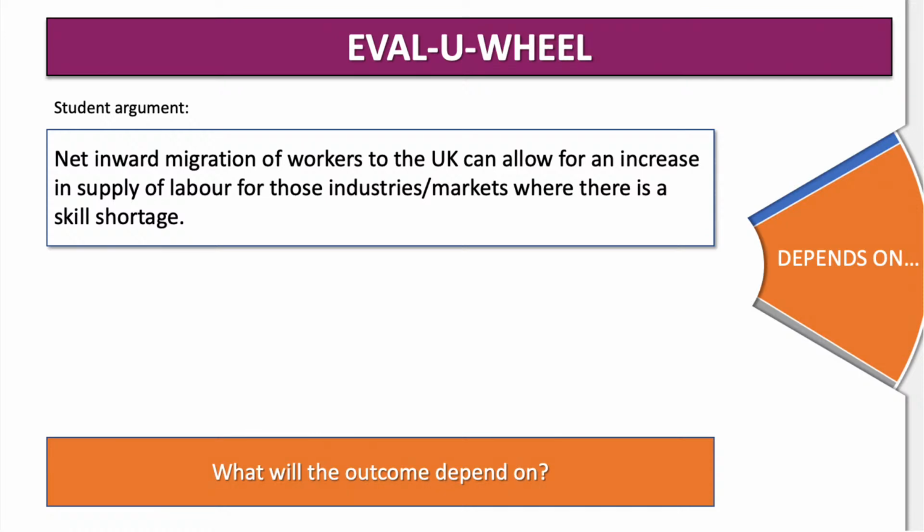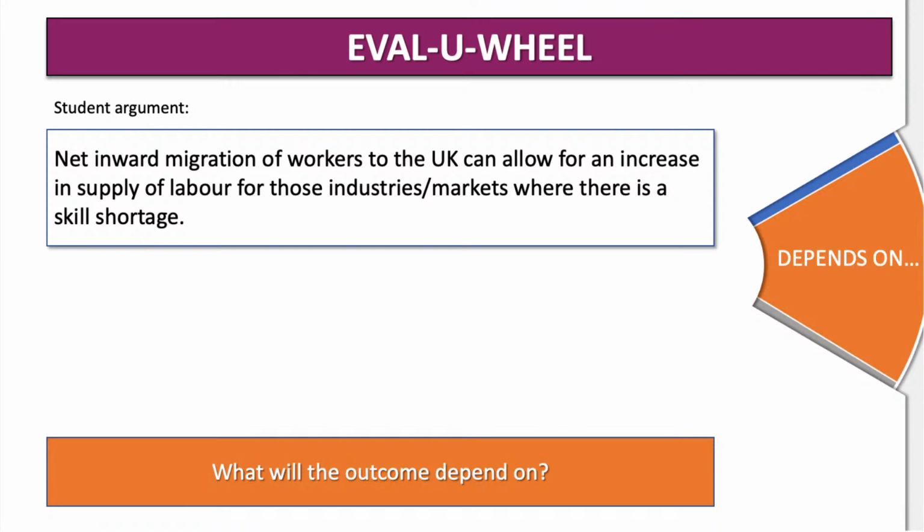Okay, we've got a "depends on" this time. So our statement is net inward migration of workers to the UK can allow for an increase in the supply of labour for those industries or markets where there is a shortage. So do we believe that that is actually true, or are there some possibilities whereby that might not be true? So is it true that having migration coming into the UK is going to plug the gaps in the labour market? Is that going to be true?